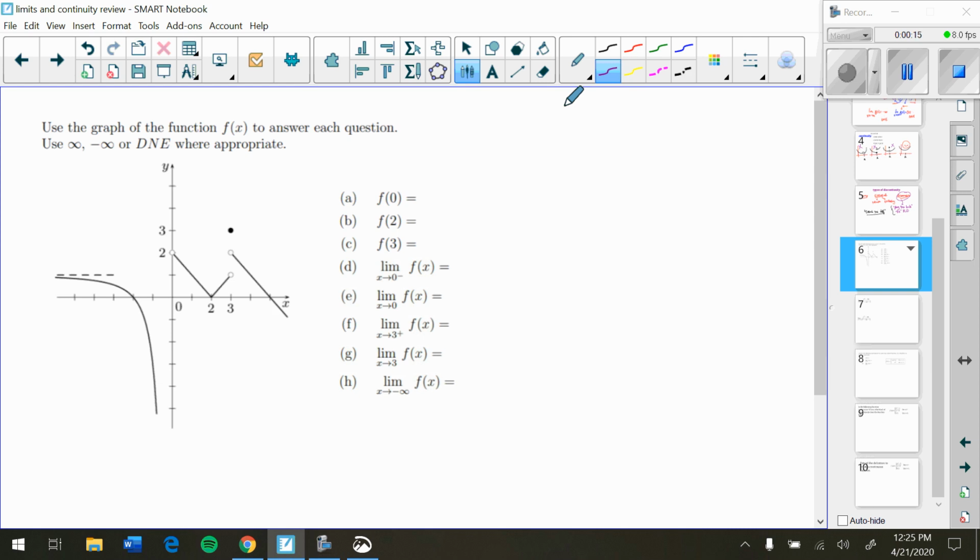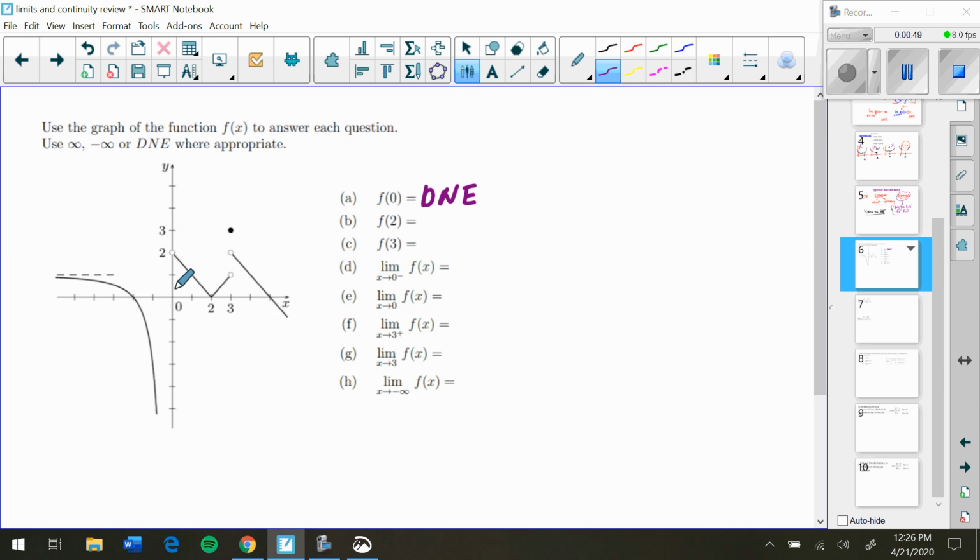All right, so it says use the function to answer each question, use infinity, negative infinity, or does not exist, when appropriate. So we're going to start with f of 0, meaning what actually is the function equal to when x is equal to 0? If I look, this has a hole, okay, so it's not 2. And I look on the left side, there's really nothing there. What does that mean? F of 0, the solution would be does not exist. There is not an answer here.